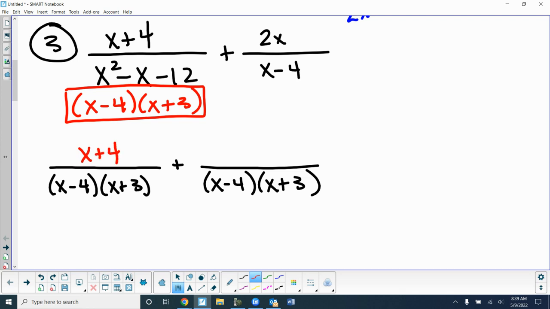Okay? Here's the original second denominator. What did I do to it? Multiplied by x plus 3. So I have to multiply the original numerator, the 2x, also by x plus 3. So that's my second fraction rewritten with the common denominator. Any questions so far?